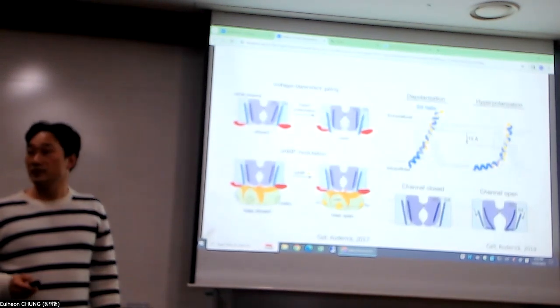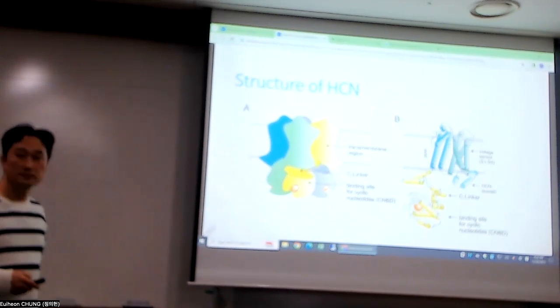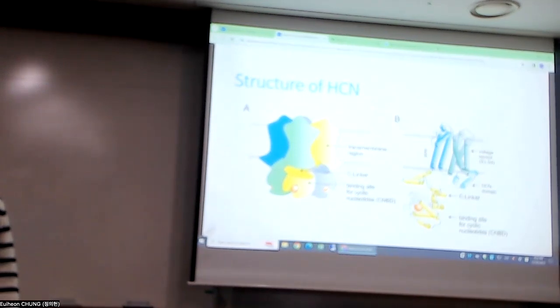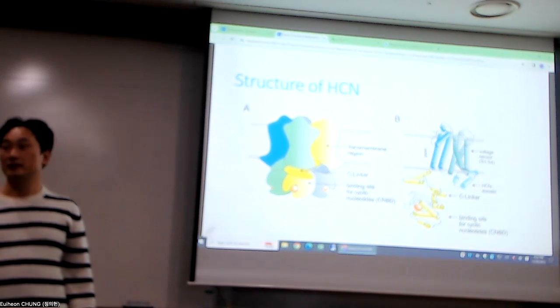I have a question, I didn't read the paper fully. Did they verify the structure with X-ray crystallography? Oh, here? Yeah.